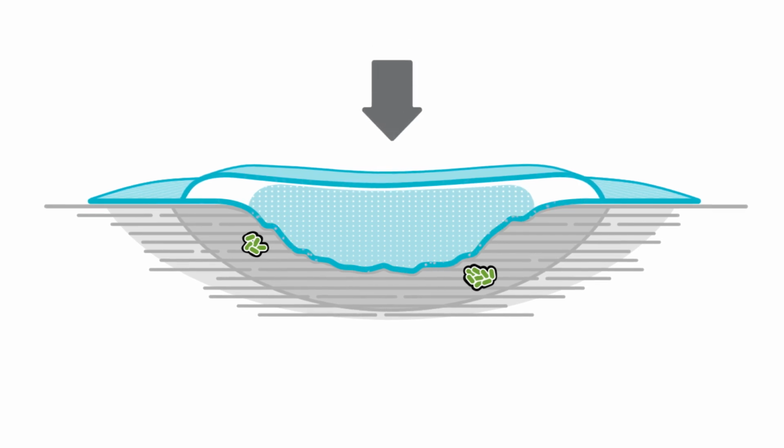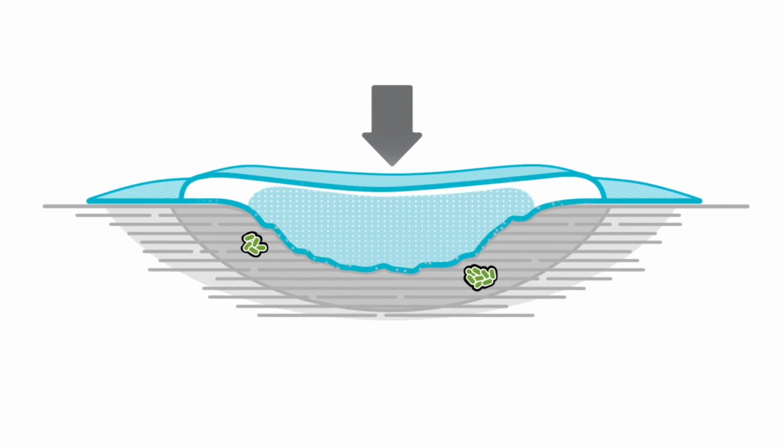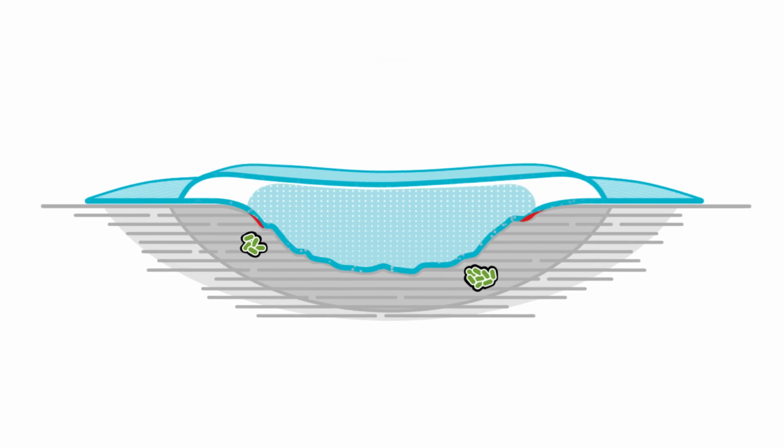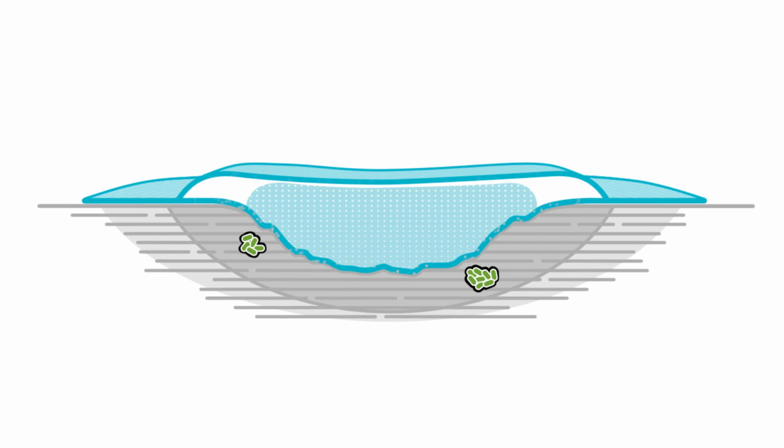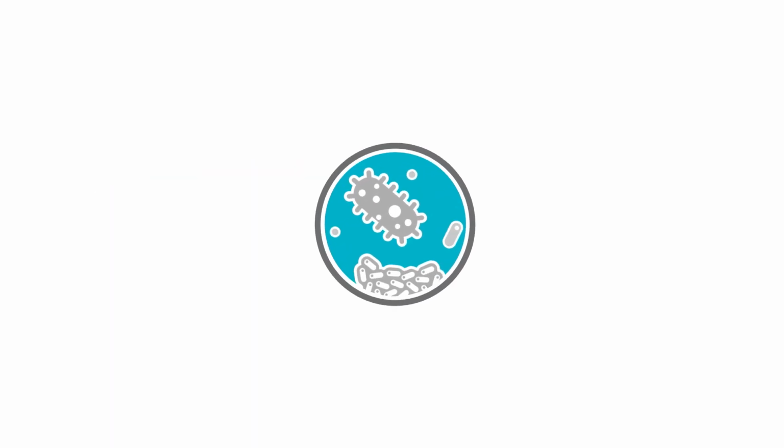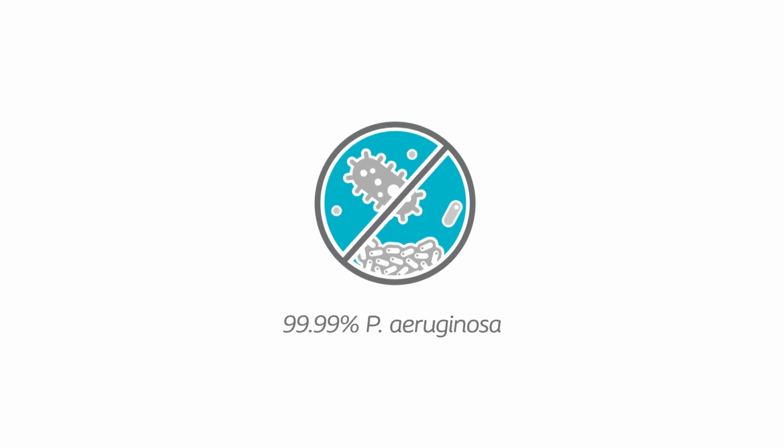The exudate is locked away and retained even under compression, reducing the risk of maceration and spreading of infection to the wound edges and peri-wound skin. In an in vitro test, Biatain Silicone Ag has been shown to kill 99.99% of mature Pseudomonas aeruginosa biofilm and to prevent biofilm formation.